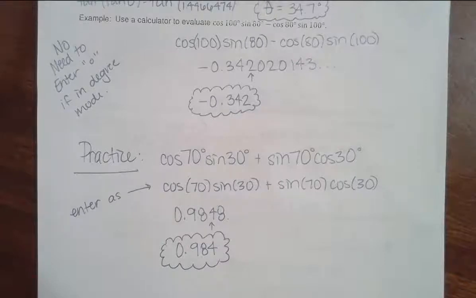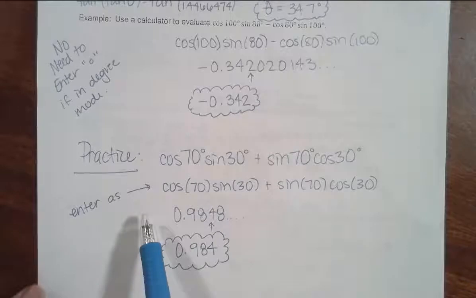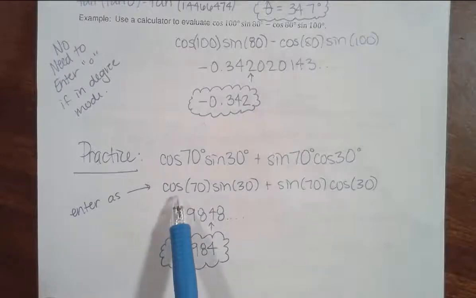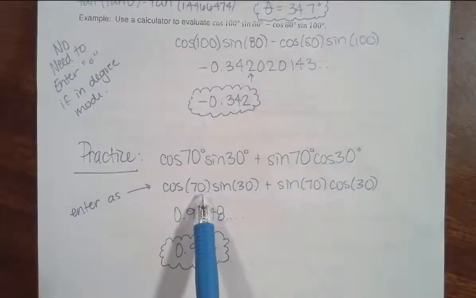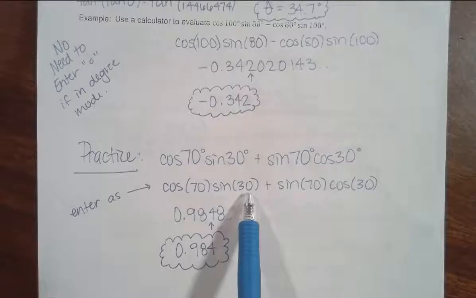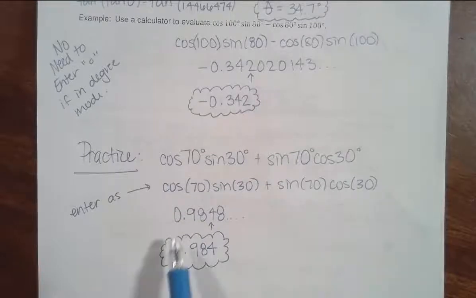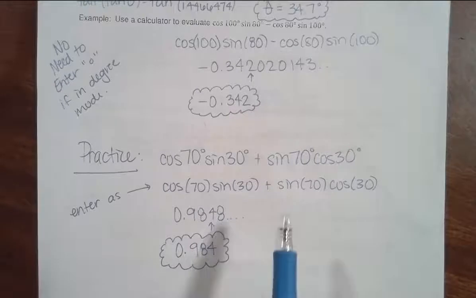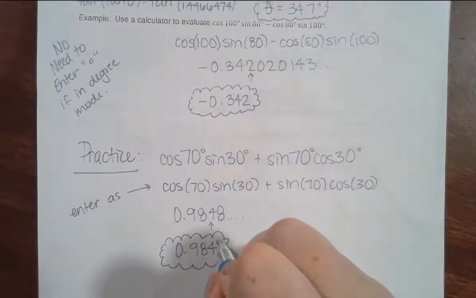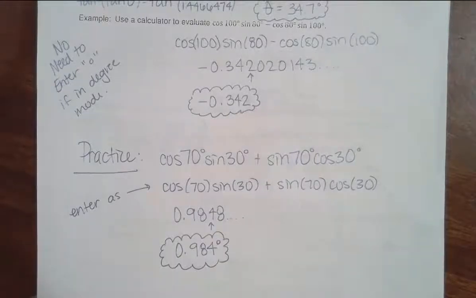Okay, so when we enter this into our calculator, we would just enter cosine 70. Make sure you close your parentheses. Sine 30 plus sine 70 cosine 30. Always closing your parentheses after you enter each of the values. So you should have gotten 0.9848 and some more junk. And remember, this is in, oops, I almost forgot, degrees. So make sure you have that on your answer, okay?